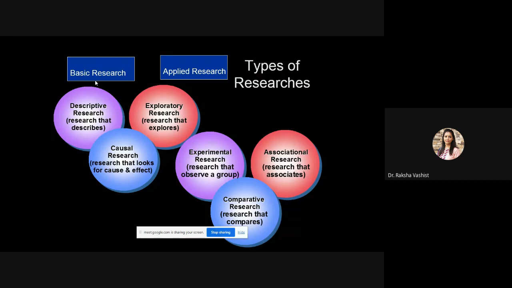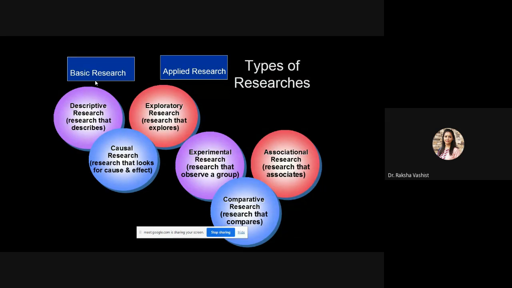So these types are descriptive research. First one is descriptive research. Descriptive research basically only describes the characteristics of something. Second one is exploratory research. That research explores new insights, new phenomena, new facts. That is exploratory research. And when we look at the cause and effect relationship of any fact, any phenomena, what are the causes and what will be the effect of that, then we use causal research.